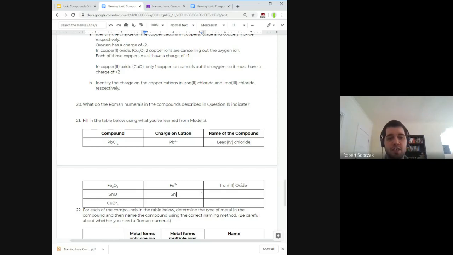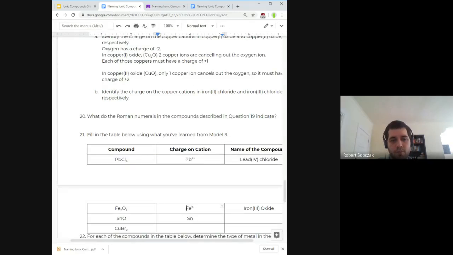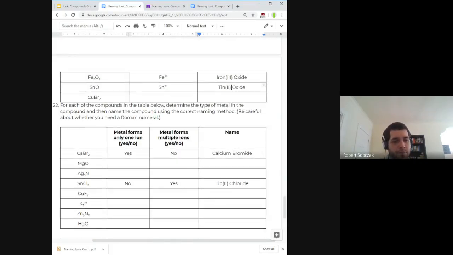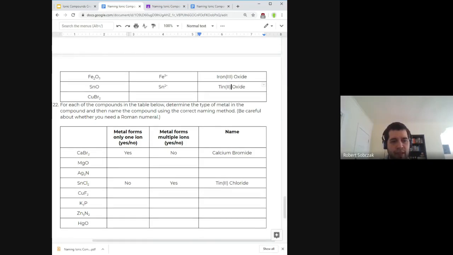So tin's charge is going to be 2+. And that means in our name, this is tin oxide, but you have to go back and make sure that the reader knows it's not just tin oxide, it's tin(II) oxide. We put the Roman numeral for 2 in that name there. And then, I don't want to do another oxide.